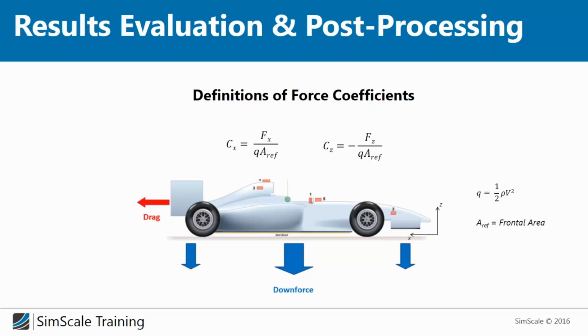And then we need an area to divide by to make it non-dimensionalized. So typically what we would use is the projected frontal area of the car. Then Cx would be the drag coefficient, and Cz would be the downforce coefficient. So this is again independent of the speed of the car.